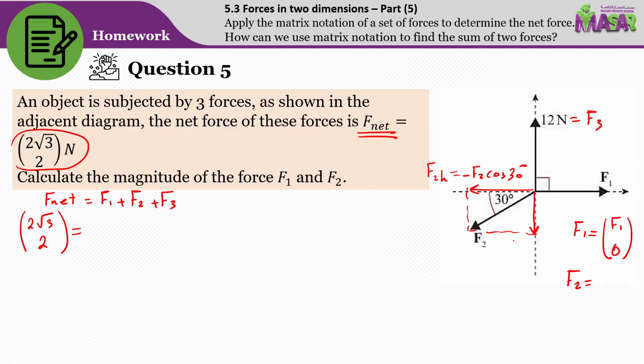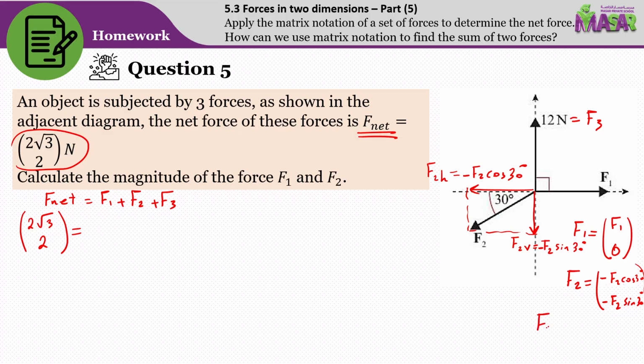Now for the vertical component, we have 2v, which is equal F2. Now again, this is minus F2 because it's acting downward. Since we applied the cosine here, we can apply the sine now here, sine 30. So let me write that. For F2, we have horizontally minus F2 cosine 30 and minus F2 sine 30 in the matrix notation.